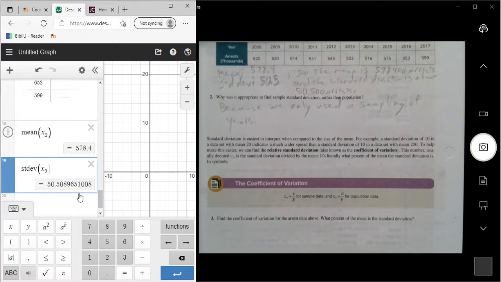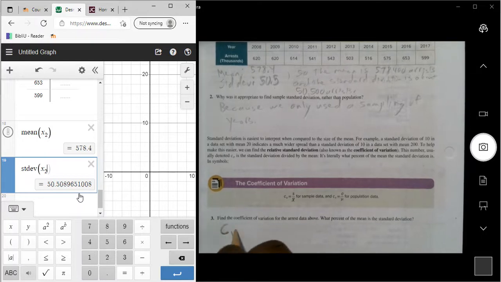Now, in symbols, the coefficient of variation, C of V, is equal to the standard deviation divided by the mean for the sample. C of V is the lowercase sigma divided by mu for the population data. It says find the coefficient of variation for the arrest data above.